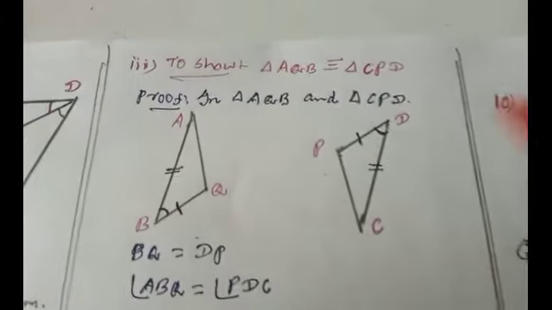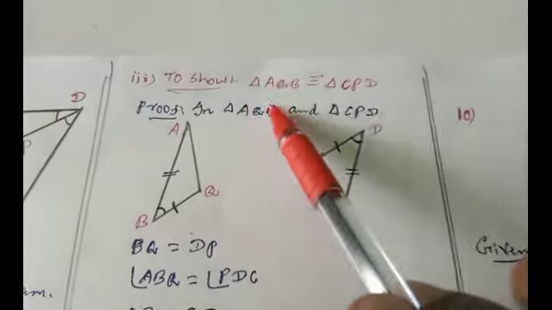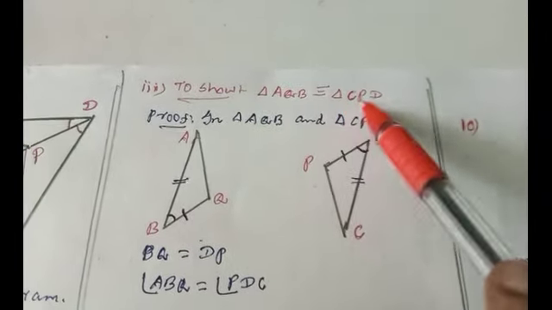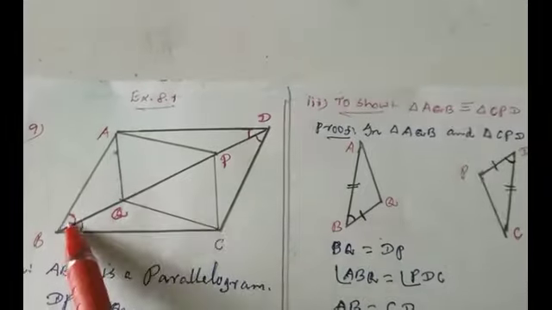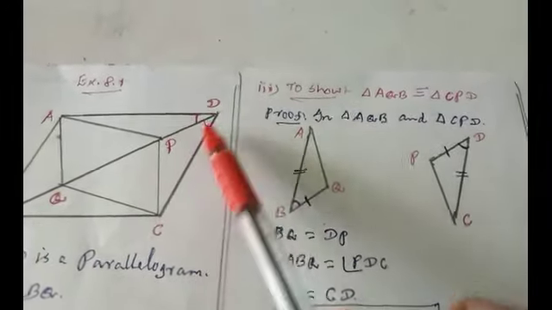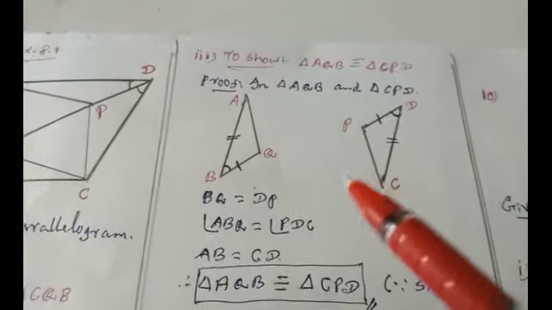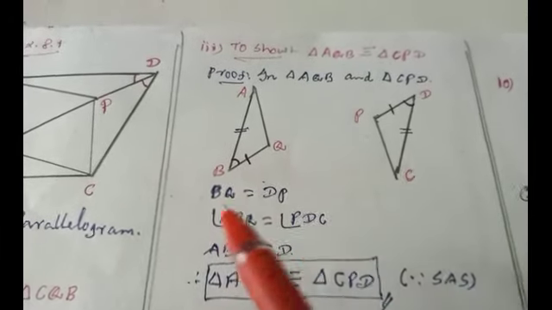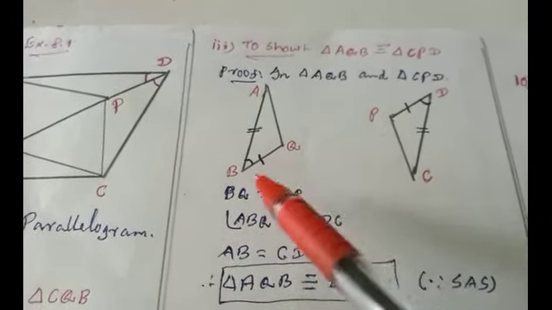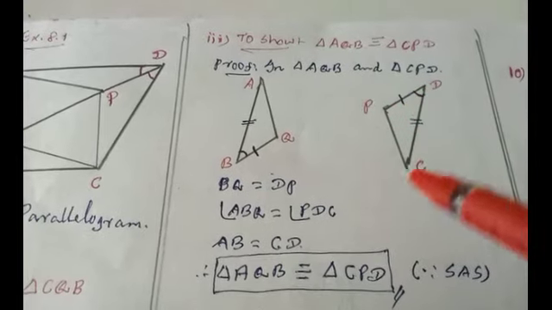Now for the third subdivision, we have to show that triangle AQB is congruent to triangle CPD. For this we will be considering another triangle, ABQ, this triangle, and PDC, this triangle. Now these two triangles are congruent, we have to prove. Now BQ is equal to DP. It is already given in the question.